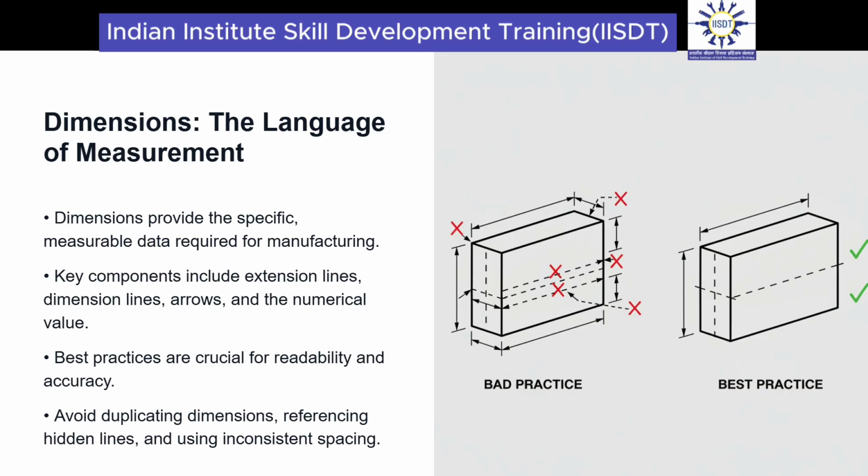Creating a readable and effective drawing requires adhering to strict dimensioning best practices. One of the cardinal rules is to avoid duplication. Stating the same dimension in multiple views clutters the drawing and creates a risk of error if the design changes and only one instance is updated. Another key practice is to always dimension to visible lines, not hidden lines, as this is far less confusing to interpret. Finally, maintaining consistent spacing between dimensions and the object is not just about aesthetics. It creates a visual rhythm that makes the drawing significantly easier to read and understand. Proper dimensioning is a skill that separates a novice from a professional drafter.